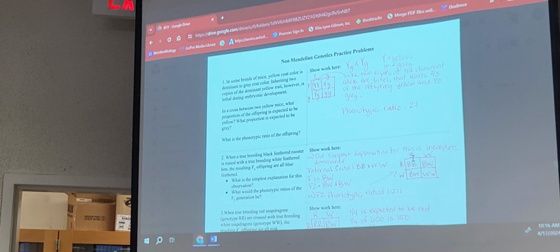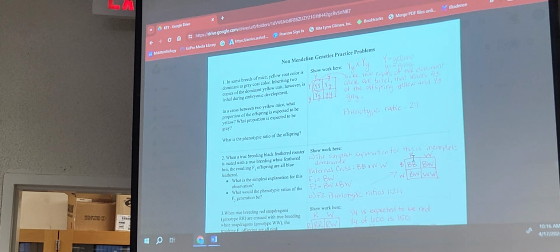True breeding red snapdragons with true breeding white, we get pink. This is incomplete dominance again.